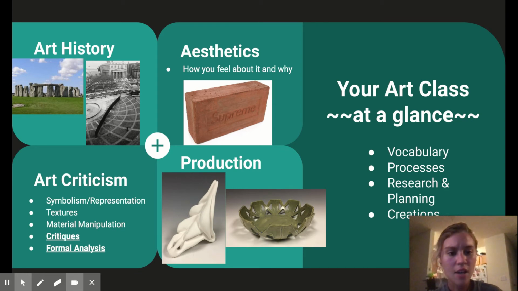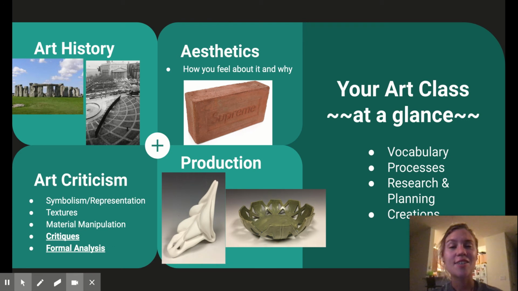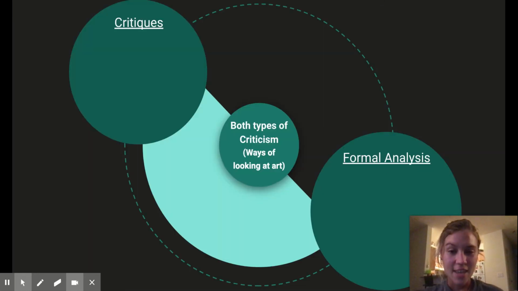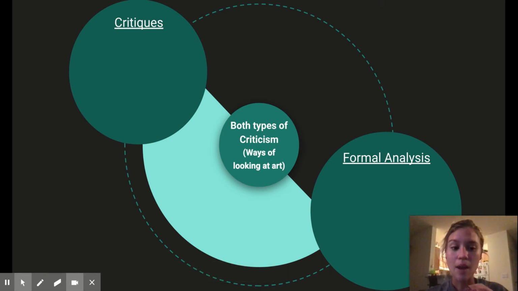There are obviously other parts to an art class as well, and those are kind of here on the side. And they're equally as important. They're just not the main focuses of the class. Today, we're just going to focus on art criticism. And they are both ways of looking at art, like I said, and that is where they're the most in common, but they're actually quite different ways of looking at art. So this PowerPoint is to help show you the differences, but also let you know that they're just both ways of looking at art.